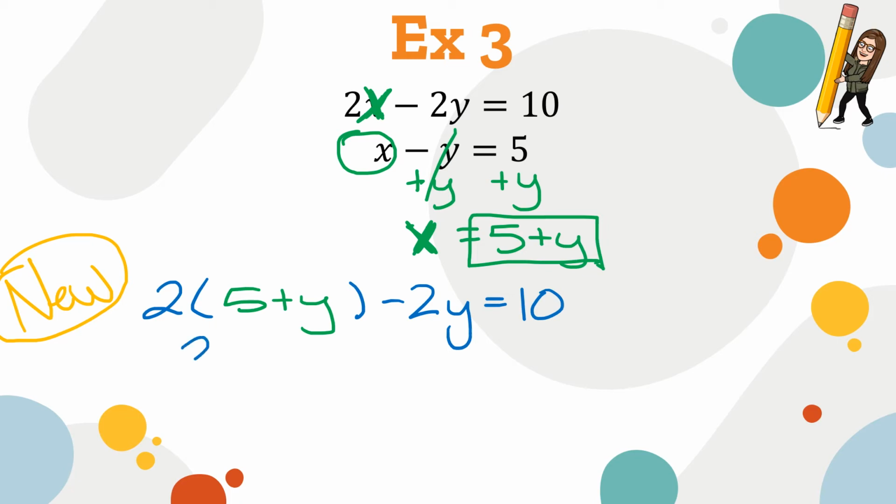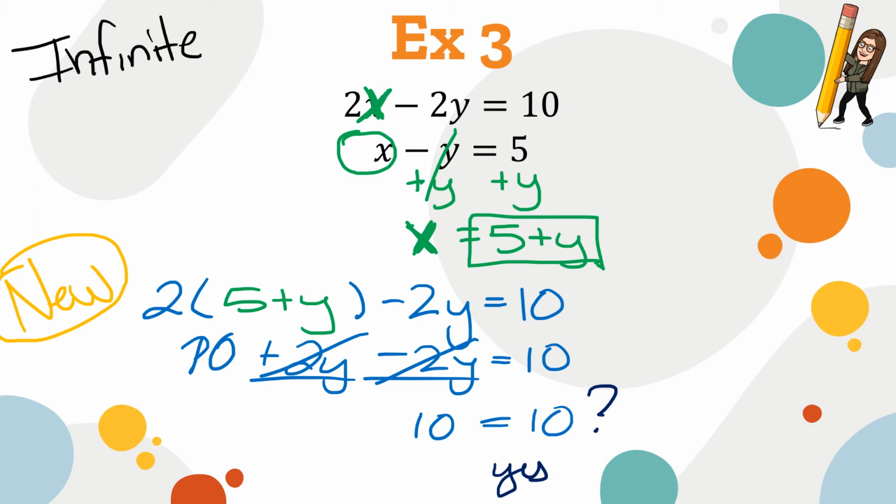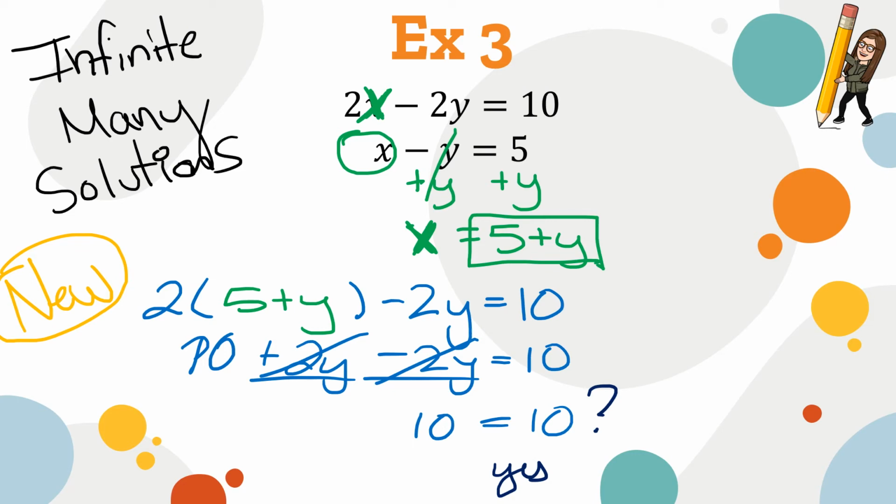This is old news. Distribution first. Combine like terms is next. Oh, positive 2 and negative 2 cancels. The 10 falls down and the 10 falls down. All my letters went away. Is it true or false? Does 10 equal 10? It does. So what do you think my answer is going to be? That's right. Infinitely many solutions. Same as solving by graphing. Same as when we solved equations in Unit 1.